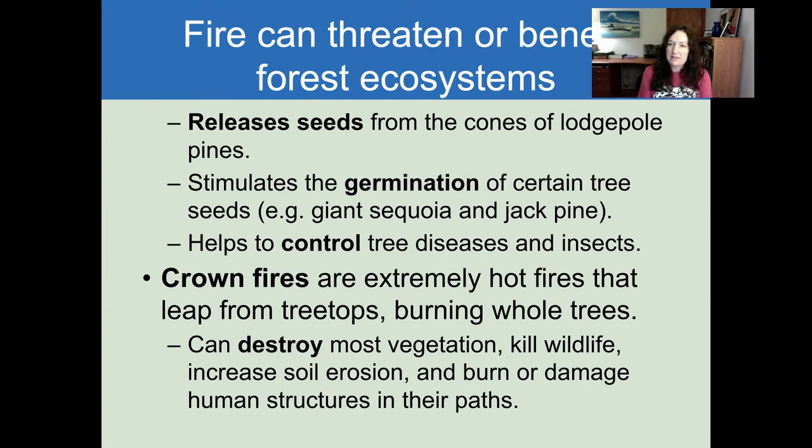Crown fires are the ones that we become really concerned about. They're extremely hot and they can go from treetop to treetop, hence the name crown, and they can burn the whole forest, the whole ecosystem, really. And as a result of that, it destroys a lot of the vegetation, kills wildlife, soil erosion increases when you don't have that vegetation in place holding the soil together. And then human structures like houses and schools and all sorts of different buildings are also not immune from these fires. So crown fires are these mega fires that we are currently concerned about.